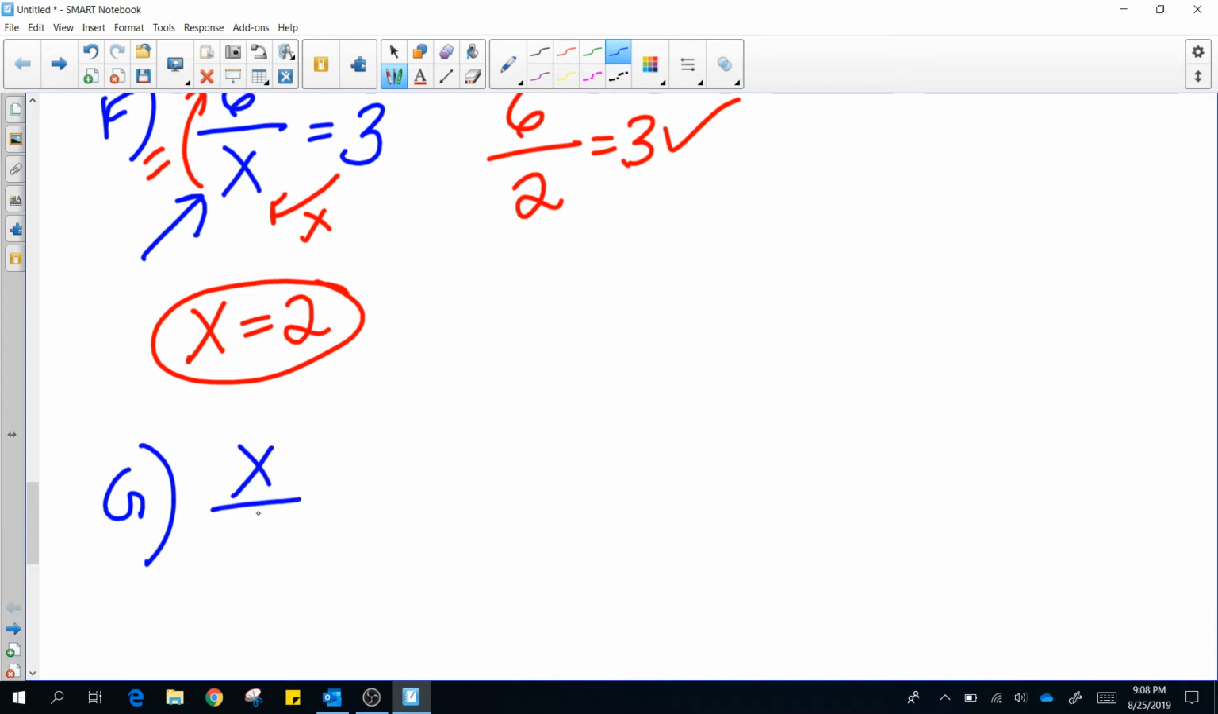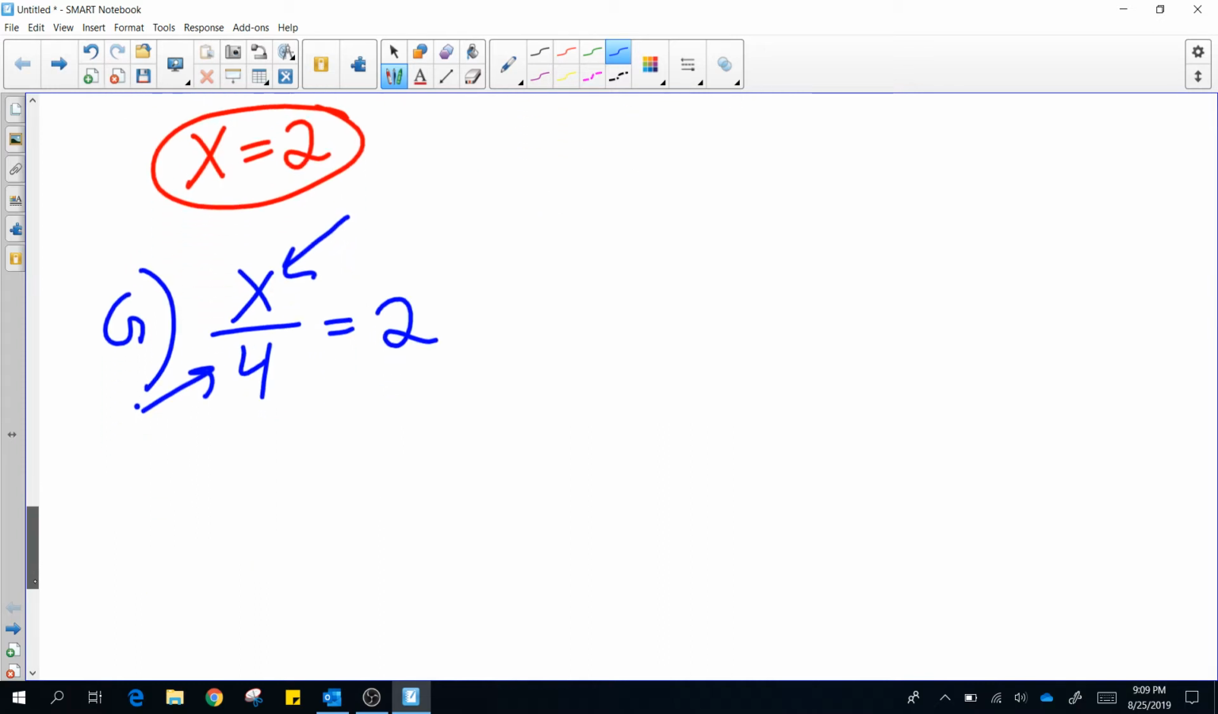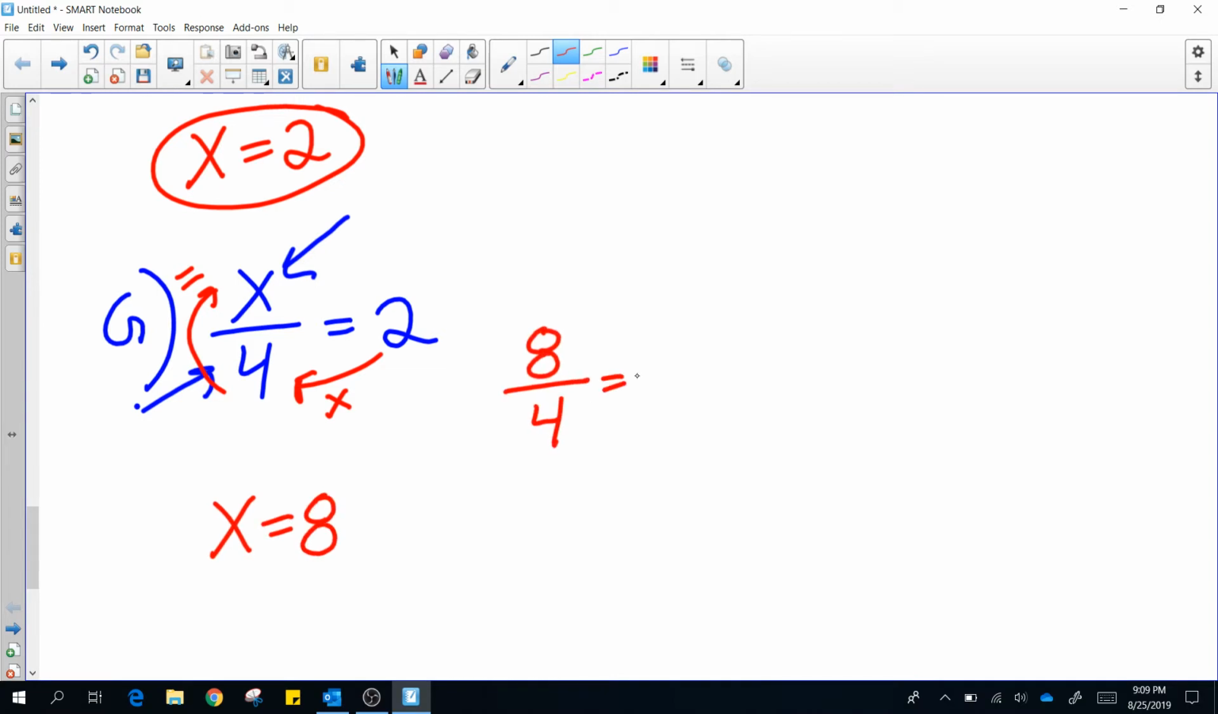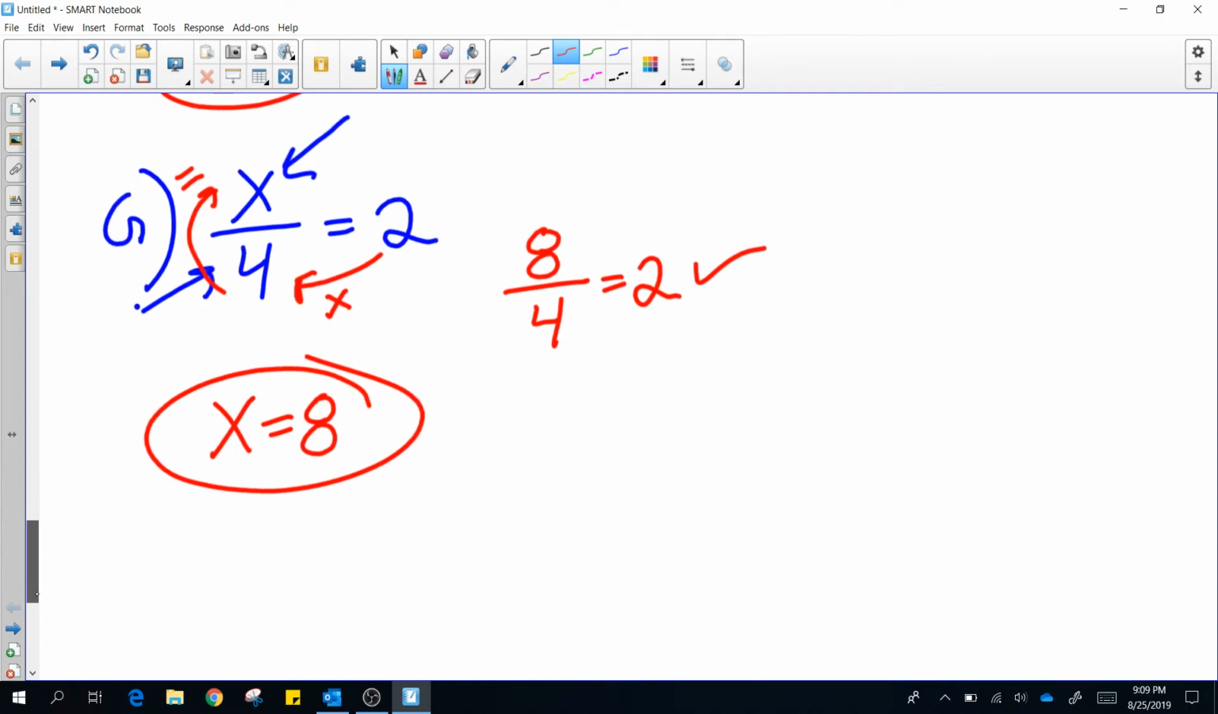Try another one. Okay, how about this one? So now this one says, what number divided by 4 will give you 2? Think about what number divided by 4 will give us 2. Or you could reverse it and say 2 times 4 will give you what number? And the answer would be 8. So let's check. Is 8 divided by 4 equal to 2? Yes, it is. So there's my answer.